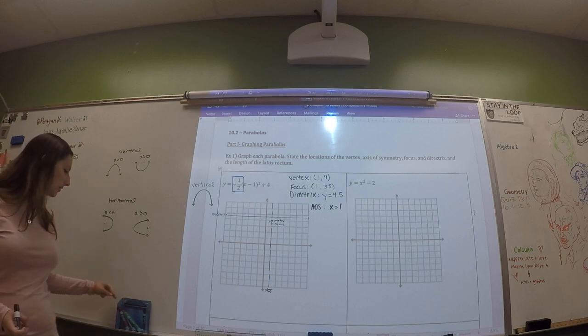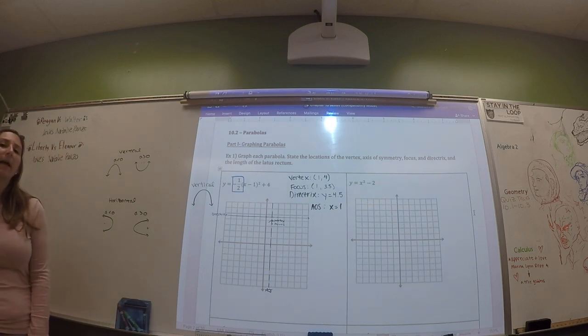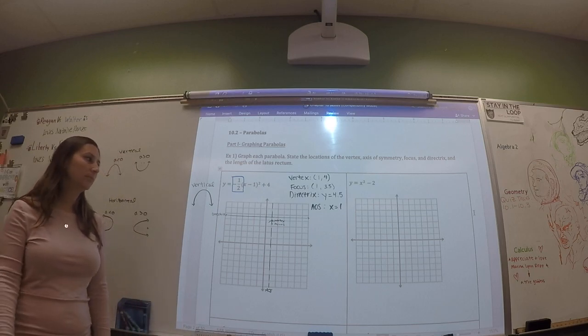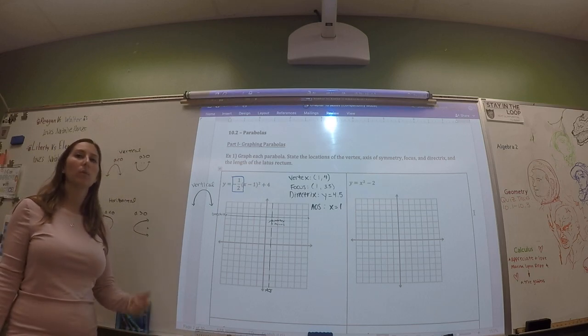What else are we missing? The points that make the parabola. And how did we get those? We went 1/4a to the side. Kind of.